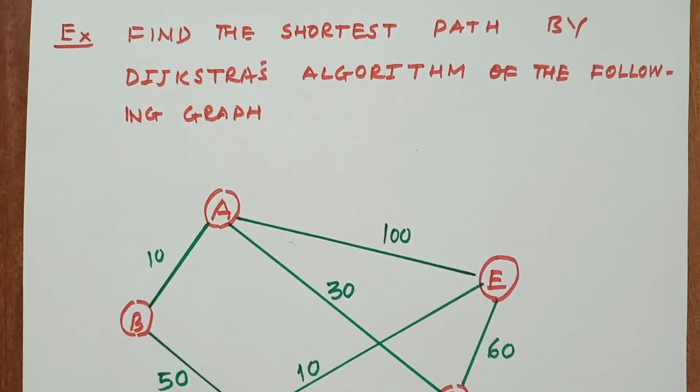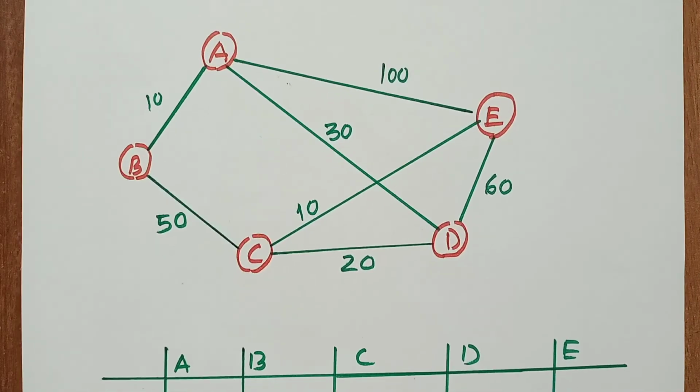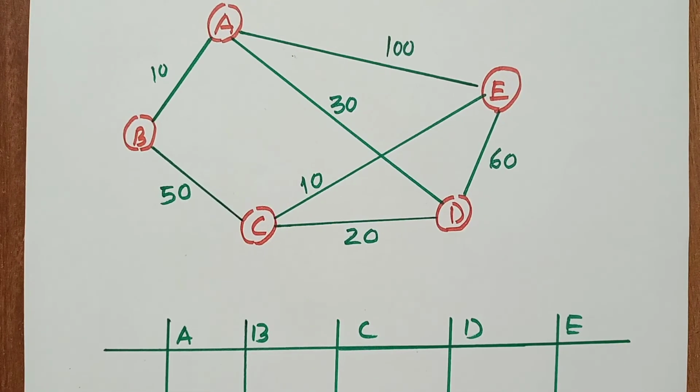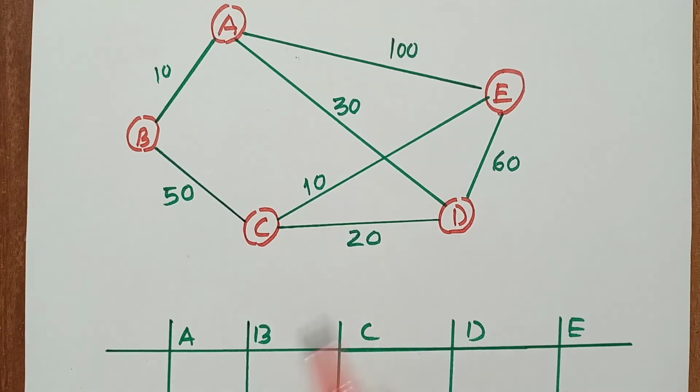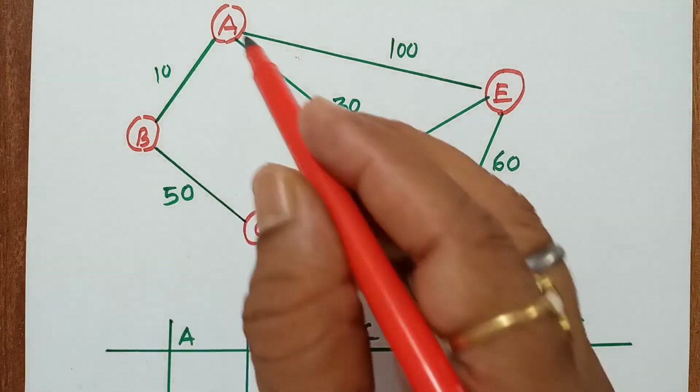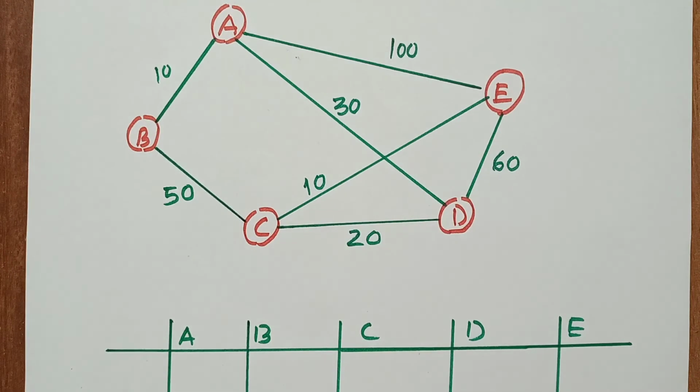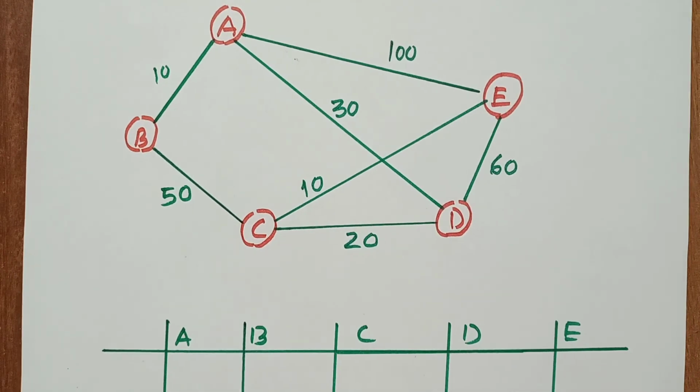Okay. Now find the shortest path by Dijkstra algorithm of the following graph. Okay. So this is a graph. So first we will use our working rule. Means first step is first we will remove all loops and parallels if exist. So in this graph, no any parallels, okay, and no any loops. So we will leave this step.